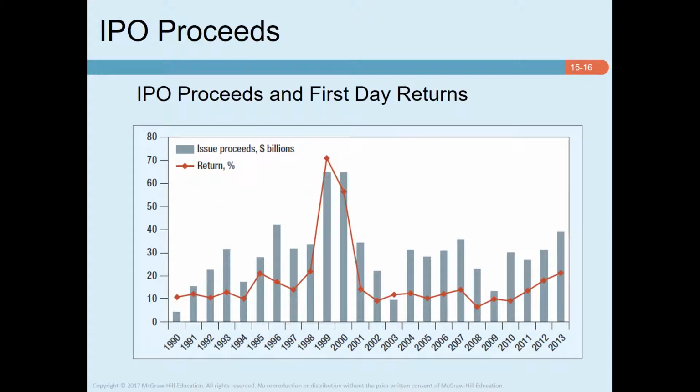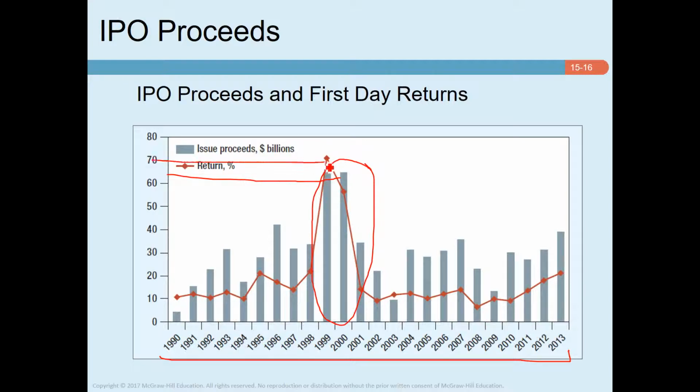And these are the IPO proceeds over time between 1990 and 2013. You can see this period is known as the hot IPO market, when a huge number of IPOs came into the market. So these are the IPO proceeds. You can see that in this period the average was 65 billion, and IPO returns were also pretty high, as high as 70% sometimes.